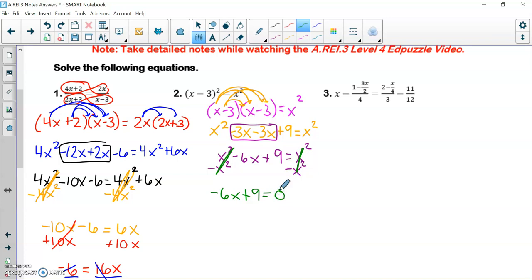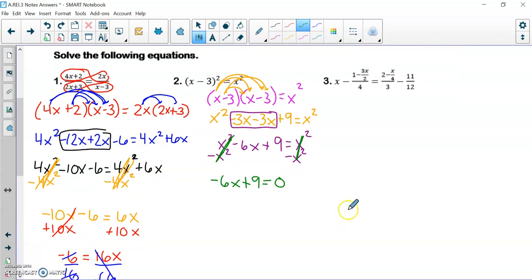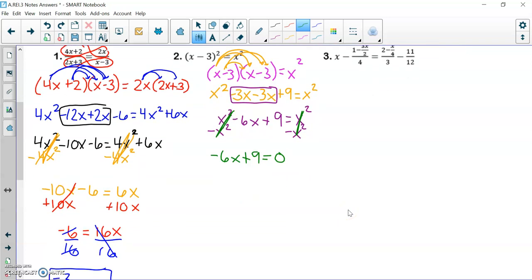So since my x squared terms disappeared, I know I did something correctly because I have not yet taught you guys how to solve equations with x squared in them. So your x squareds for right now, at least, should cancel out. We haven't learned how to do that.